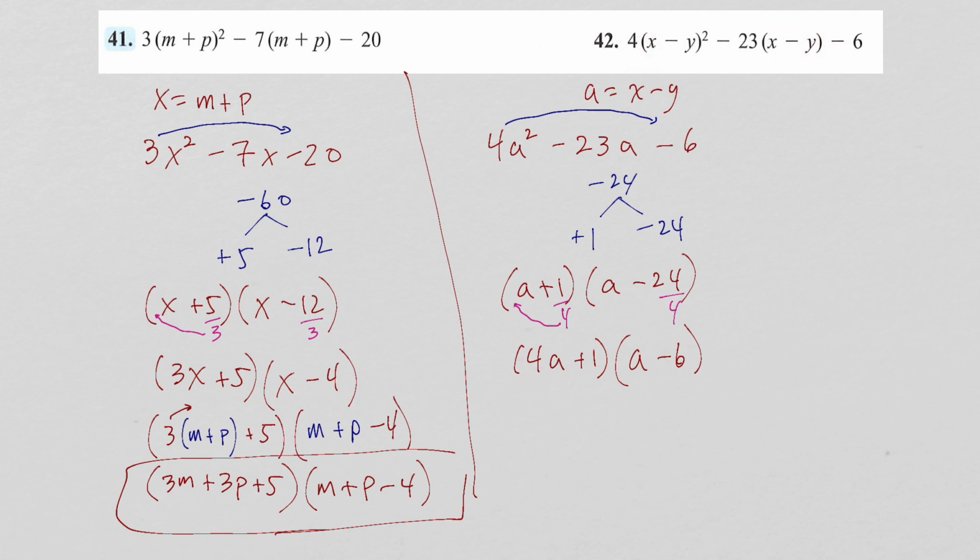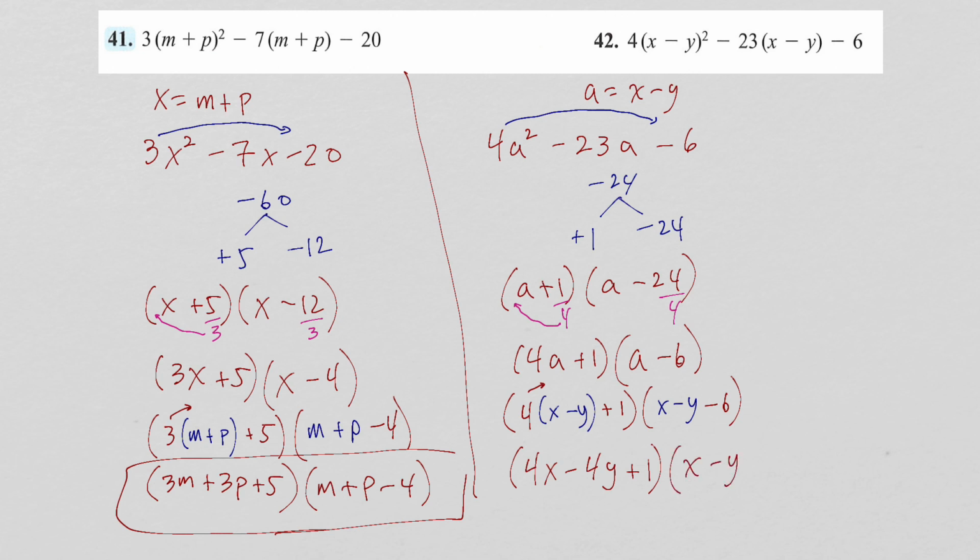So now I've got to take x minus y and plug it in for this. So what I've got here is 4 times my x minus y, but then we have this plus 1, and then we have this x minus y, that's our a, then we have our minus 6. And then we'll distribute this. And we'll get 4x minus 4y plus 1 times x minus y minus 6. And nothing is left to be simplified, so that's the answer.